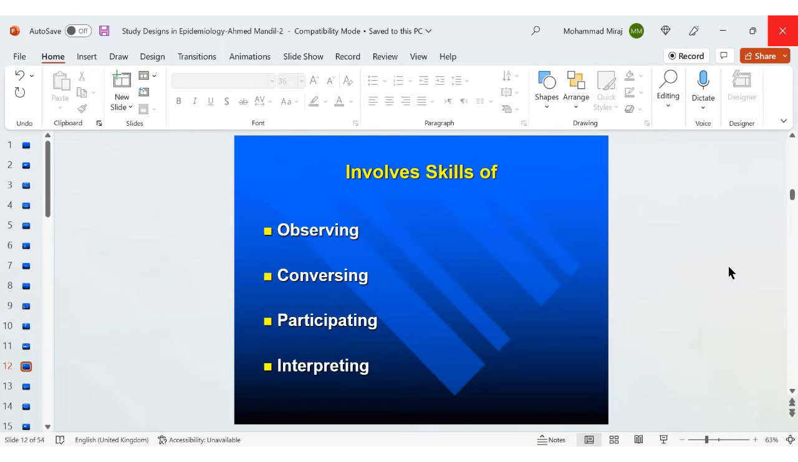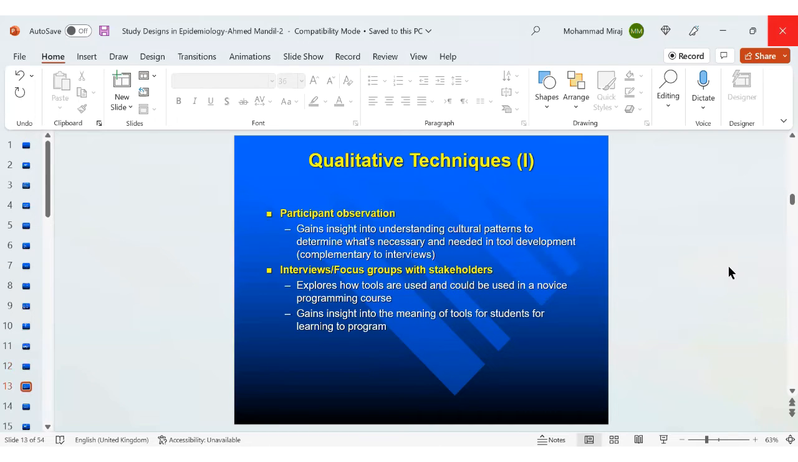So these are the four skills which are required in a research area. And as far as the qualitative techniques are concerned, I told you there are different techniques. One is the participant observation. In participant observation, we develop an understanding of the cultural aspects. For example, we understand the patterns, we understand the type of atmosphere the patient is having, then it depends on how they handle it.